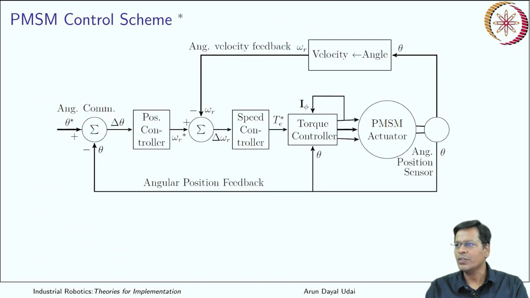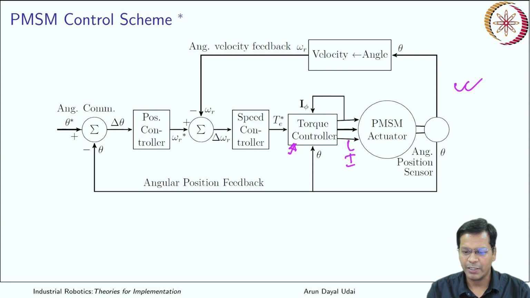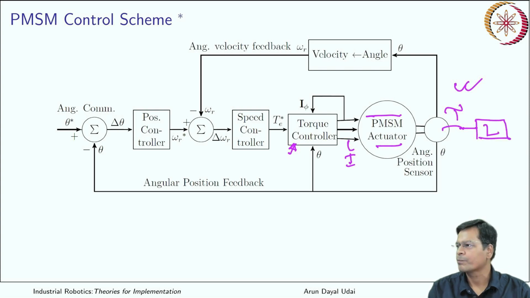So this is the complete picture of a typical permanent magnet synchronous motor control system. You see it has everything here. This is a torque controller, which ultimately feeds current to this motor. So this may be a current controlled drive. Current is fed to this permanent magnet synchronous motor actuator, and finally you are getting some kind of torque here, which is now connected to a load maybe.